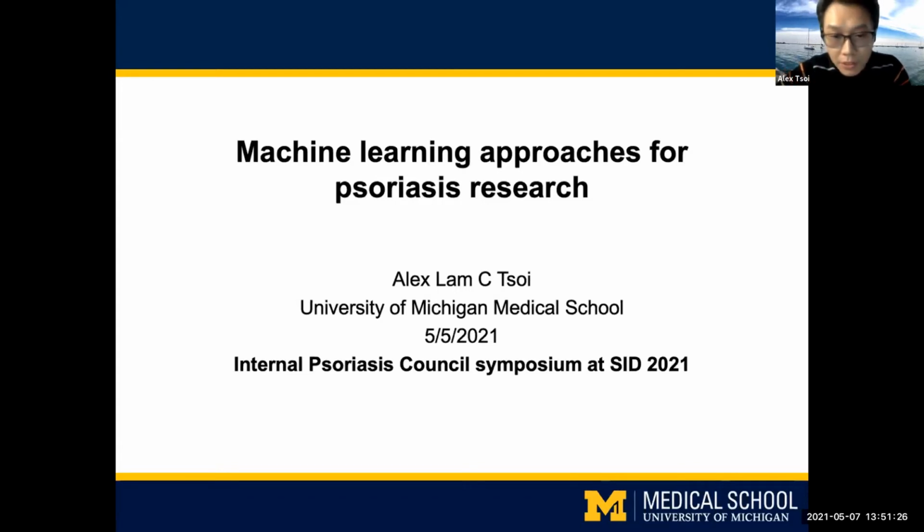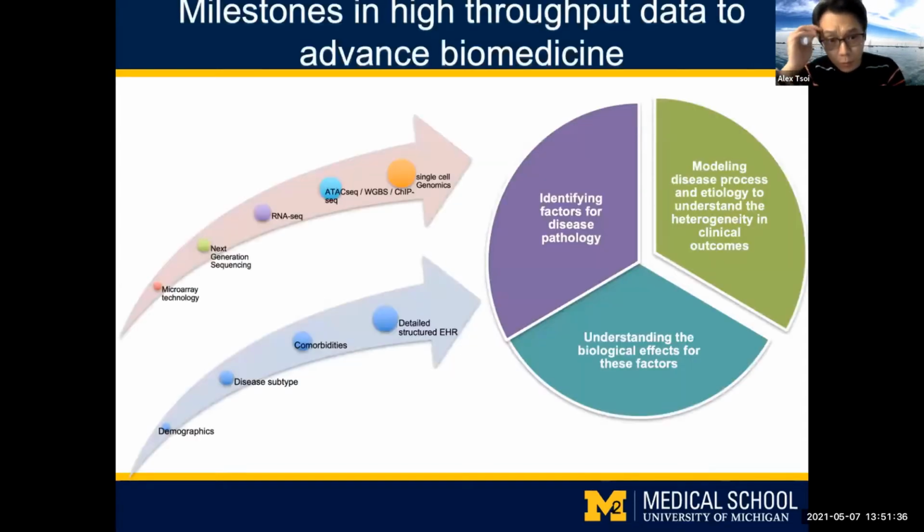I really enjoyed the talk from Nicole and Vinod. They gave a lot of really good background information. But in today's talk, I'm going to share with you some of our recent work in using a machine learning approach to study the basic science as well as the clinical implications for psoriasis research.